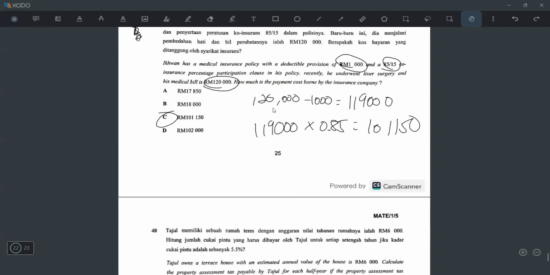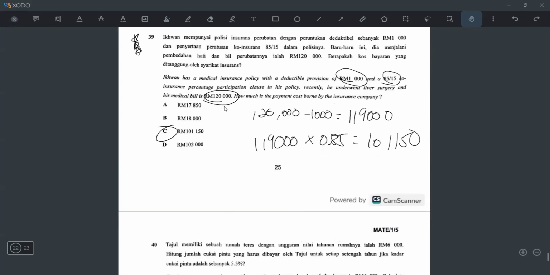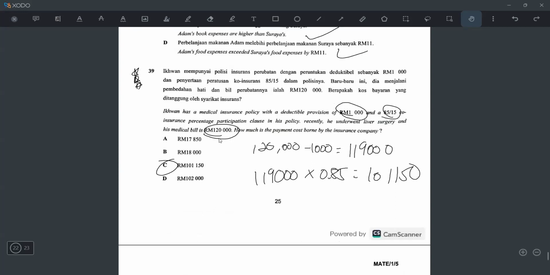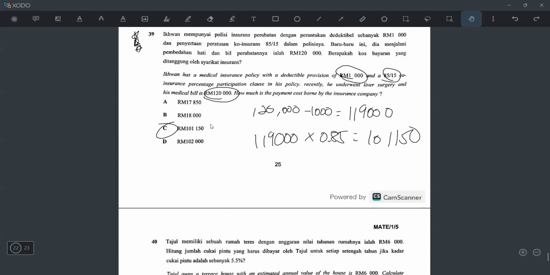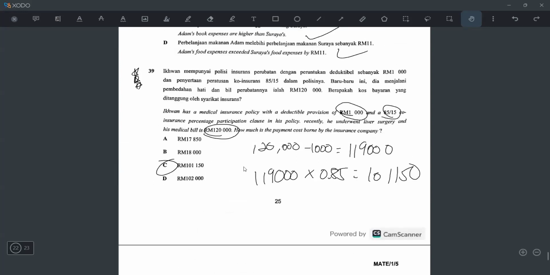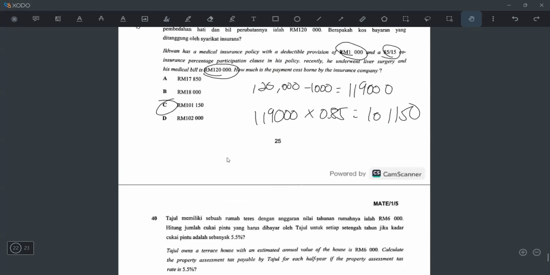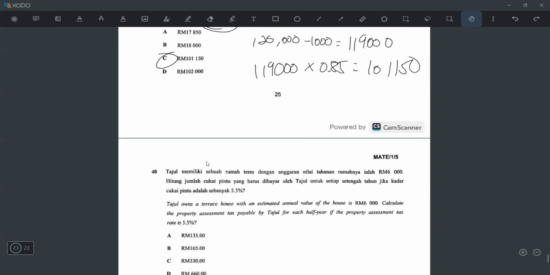Okay, I know I always spend a lot of time for like the Form 3 punya soalan ataupun like the insurance punya soalan, but it's important. That's why it's very important. And students always confuse all these things. So you have to be very clear about all these things.